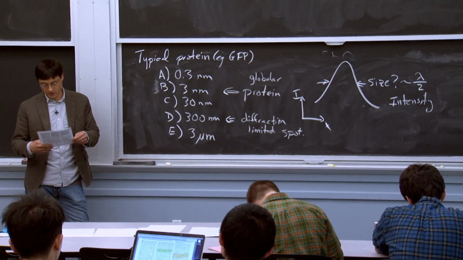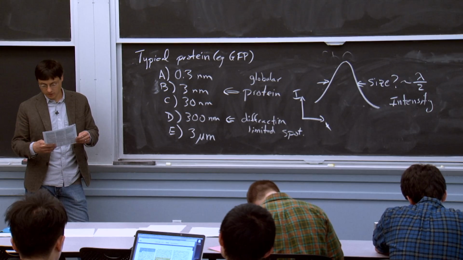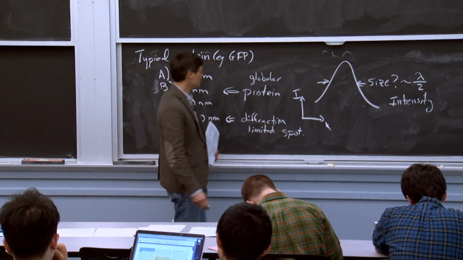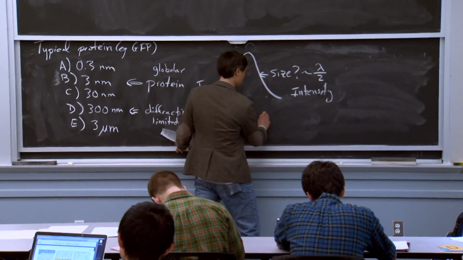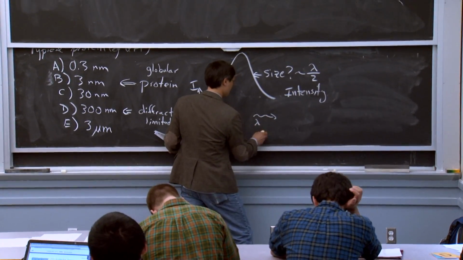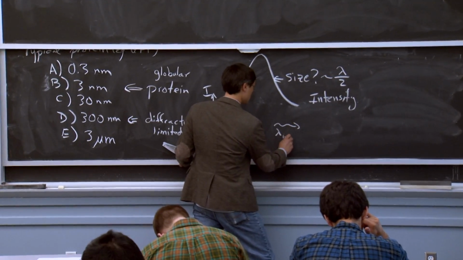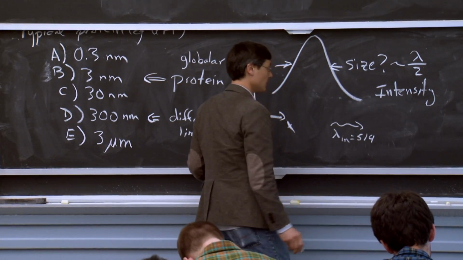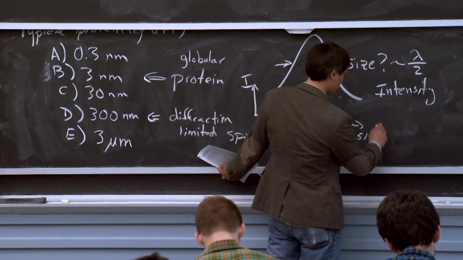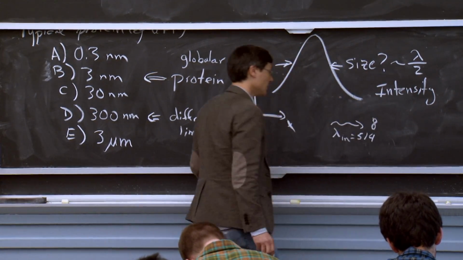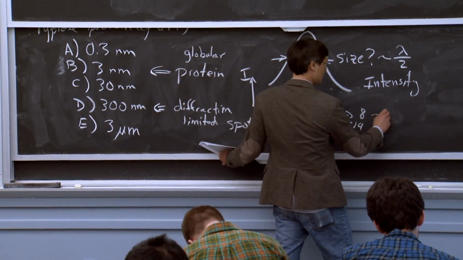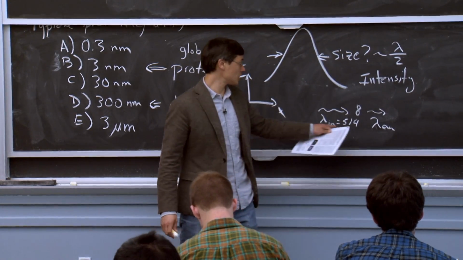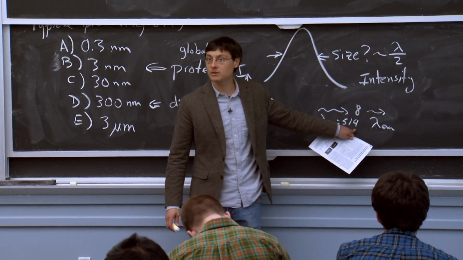let me just see. 514, OK. Right. So indeed, what happens is that we shine in light. So this is the lambda incident. That is 514. Now there's going to be some GFP that looks like this, right? And then we're going to get out lambda emission.